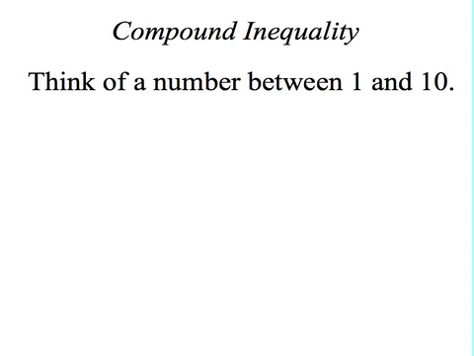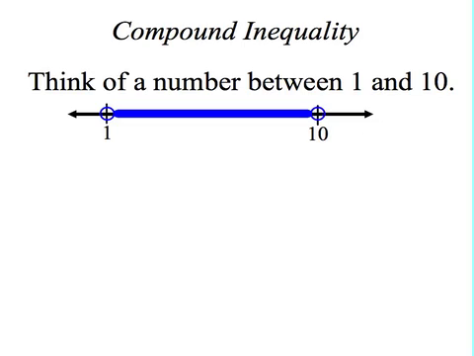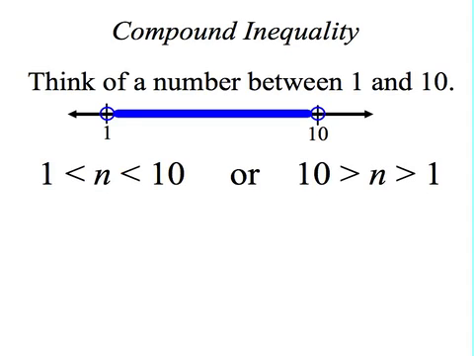Some textbooks call it combined inequalities, but I'm going to ask you to think of a number between 1 and 10, and here's how you would graph that. It represents the graph of all of the numbers that are both greater than 1 and less than 10, or as I said in the sentence, between 1 and 10. And we can write that as what I call a triple. There are three quantities separated by two inequality symbols, and that's read 1 is less than a number which is less than 10. That could also be written 10 is greater than a number which is greater than 1.